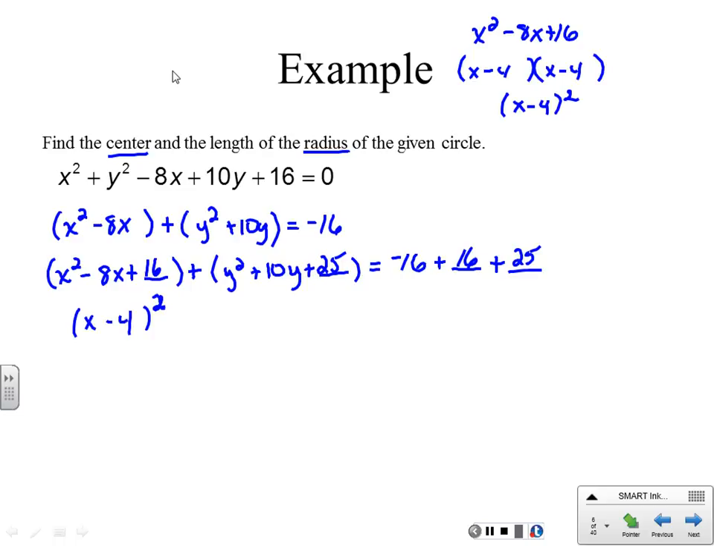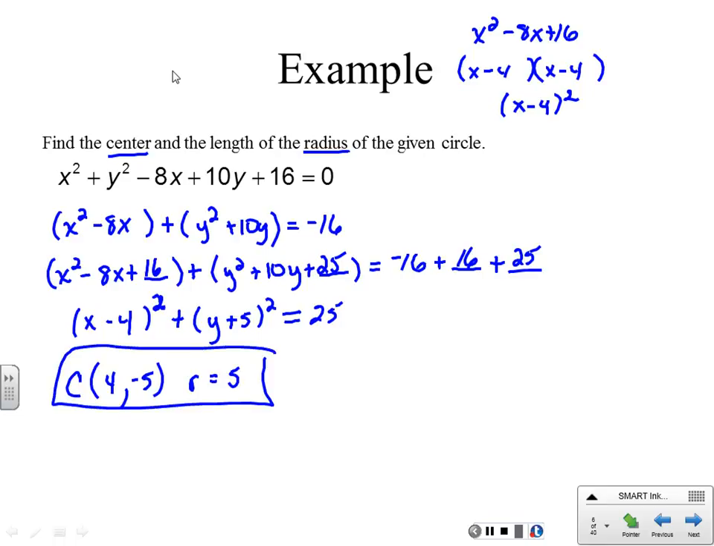So our x grouping is good to go. So your y grouping is going to be what? And on the right-hand side, what do you get? There's your standard form. A lot of algebra. A whole lot of algebra. For you, sure. Go right ahead. All right. So, what is the center? 4, -5. Take the opposite of what you see. And what is your radius?